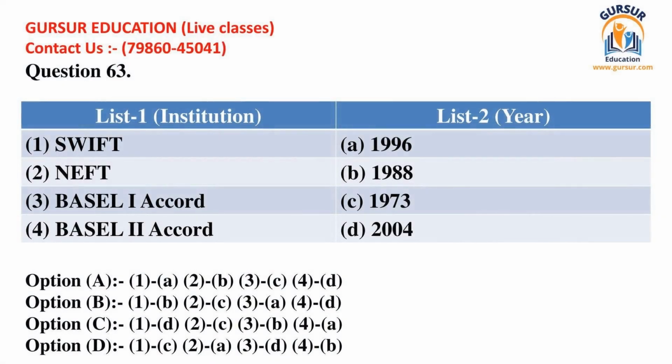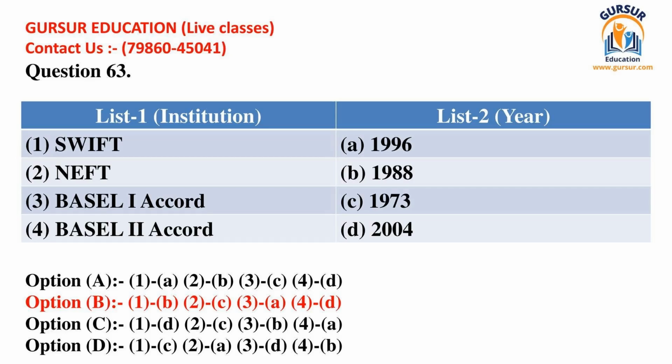Question number 63. Two lists are given in this question. You have to match correct items of list 1 with correct items of list 2. The list 1, institution, contains the following items. 1. SWIFT. 2. NEFT. 3. Basel I Accord. 4. Basel II Accord. The list 2, year, contains the following items. A. 1996. B. 1988. C. 1973. D. 2004. Below are given the options with different matches. You can pause the video and choose the appropriate answer. The right answer of the question is option B. We suggest you to pause the video to analyze and learn the correct combination.